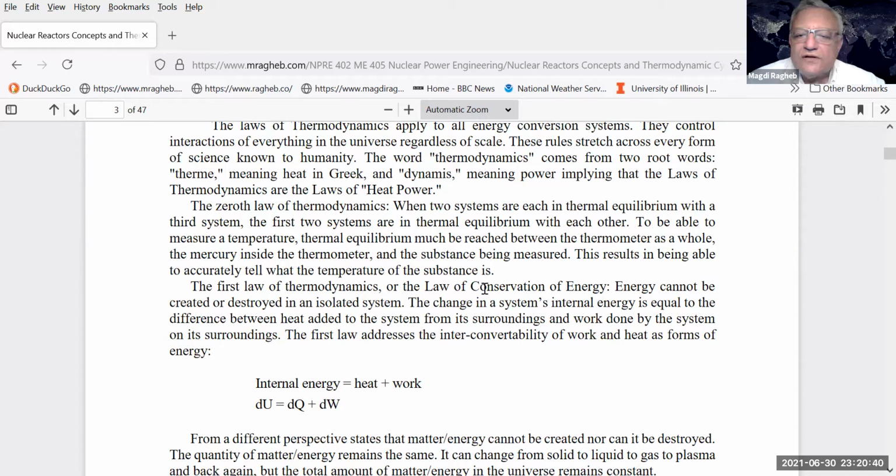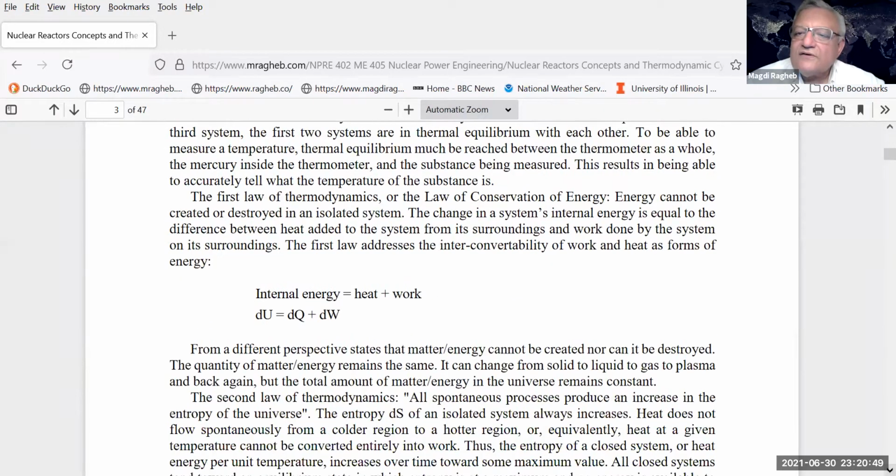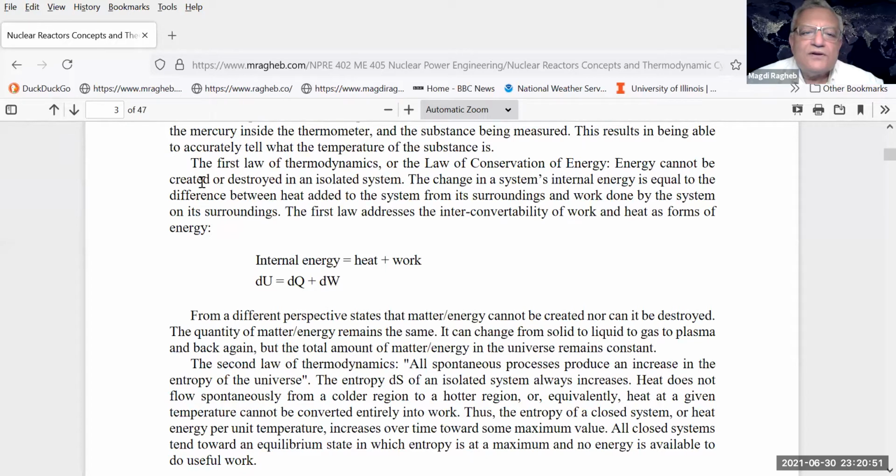The first law of thermodynamics is also called the law of conservation of energy. We're going to apply it in several different instances in our class. Energy basically cannot be created or destroyed in an isolated system.